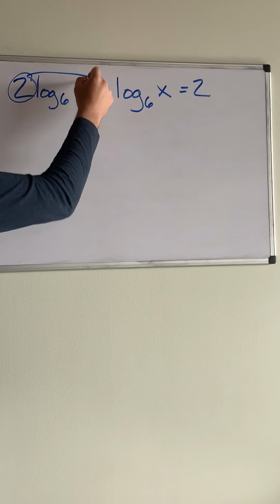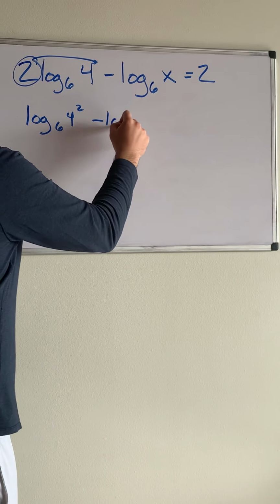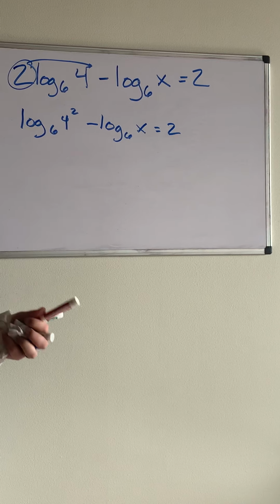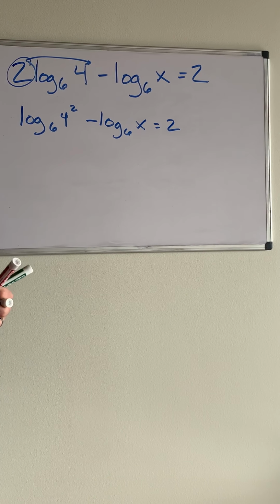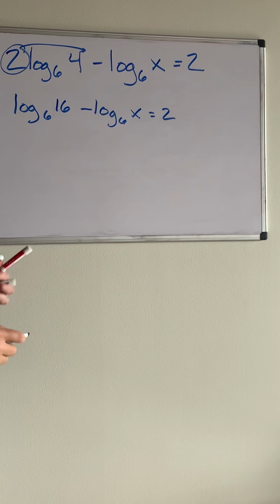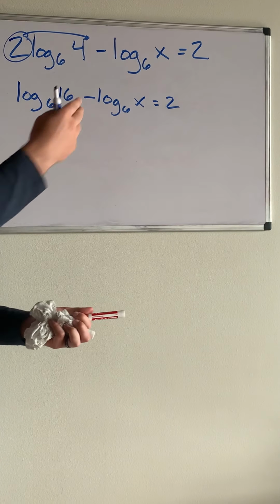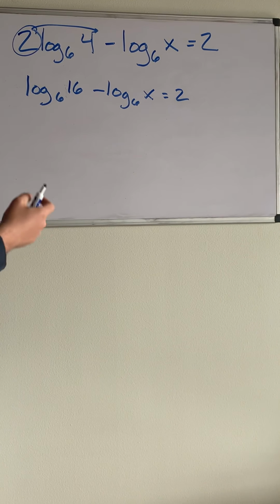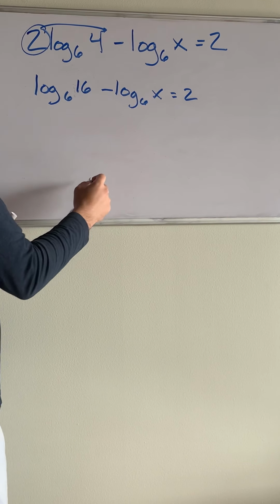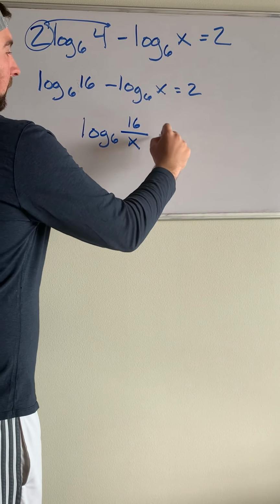This becomes an exponent. So I have log base 6 of 4 squared minus log base 6 of x equals 2. I think we can agree that 4 squared is 16, so I'm going to replace that with 16. And once again, I have subtraction. I do the subtraction examples because those are harder. If you have a plus, it's just multiplication, which is pretty easy. So I'm going to do my subtraction here, which turns into division. So I have log base 6 of 16 divided by x equals 2.